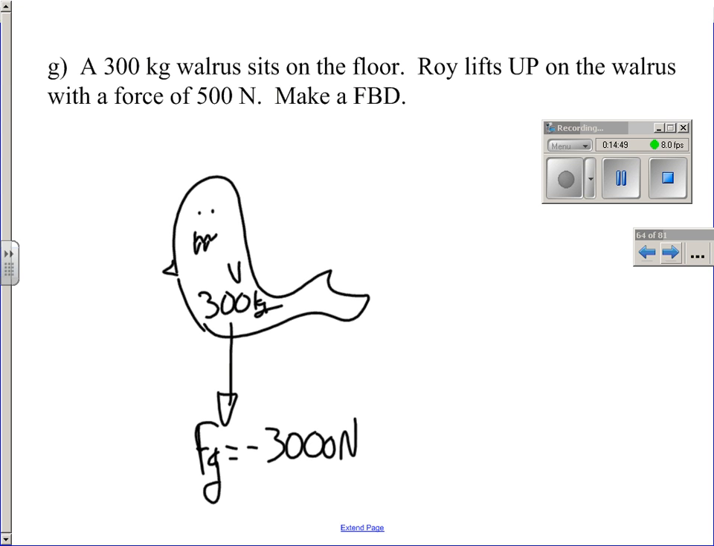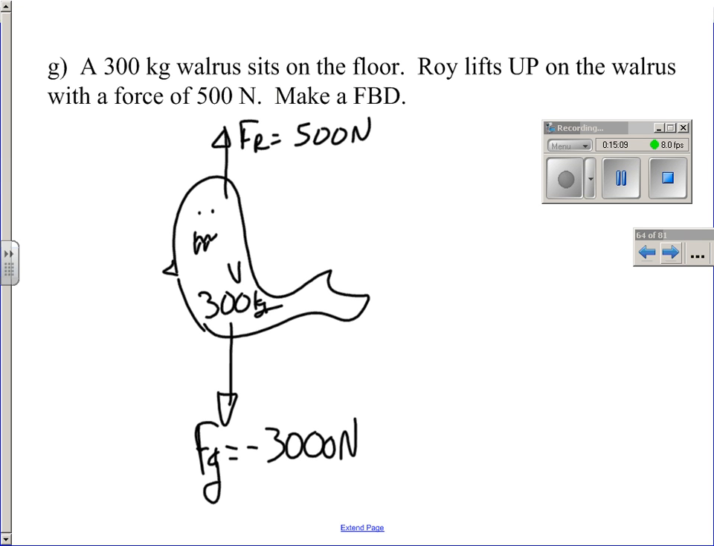All right, so here's our step 2. Write down any given forces. So there's a force of Roy, right? 500 newtons, right? So now we're on to our step 3, which is think. So, are these all of the forces? Well, I don't know. We got to kind of think about this.